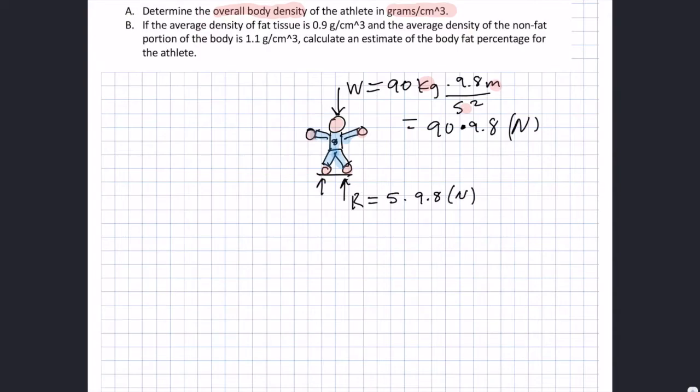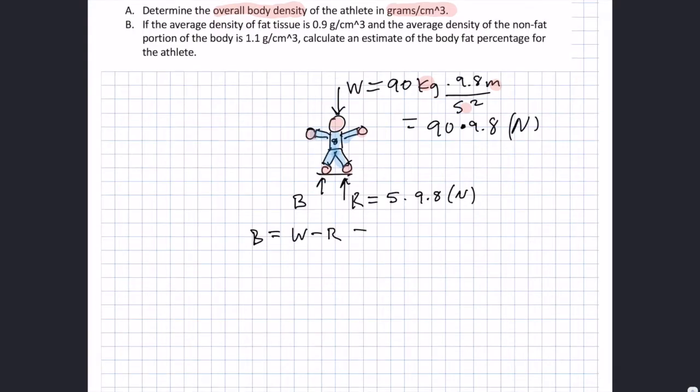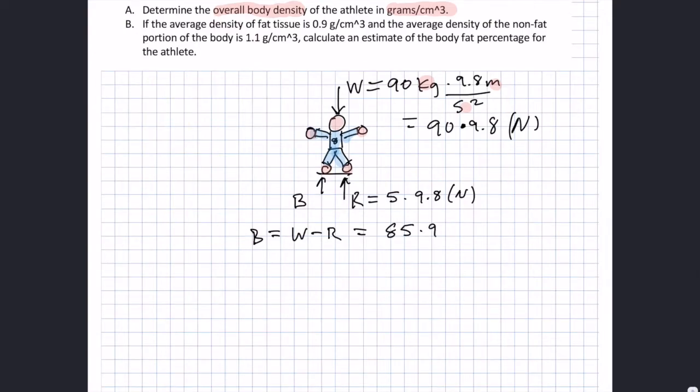And there's a buoyant force. We can tell from this diagram that the buoyant force acting up would be the difference between the weight and the reactive force. So in this case, that's going to be 90 minus 5, which is 85 times 9.8 newtons. You'll notice I didn't actually multiply out the 9.8 because later on it's going to divide out, so I just left it there.